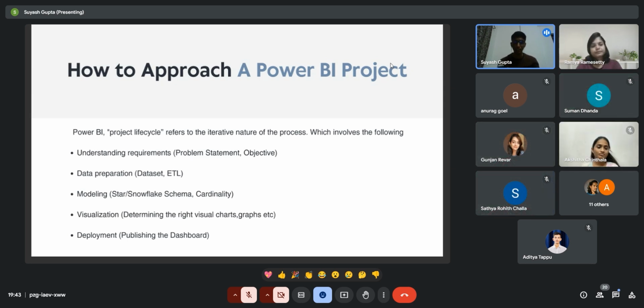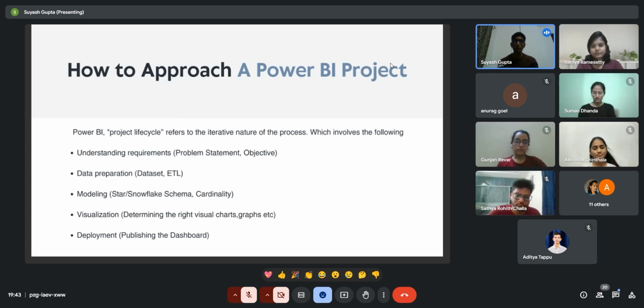And this project has a life cycle which involves the following: from understanding the requirements, like the problem statement or what objectives this project holds, then preparation of the data, as we receive the data set, from extracting to transforming and then loading into Power BI. Then we have modeling, whether it's a star schema or snowflake schema, and we also have to look into the relationship cardinality, whether it would be one to one, many to many, or one to many. It depends on the requirements.